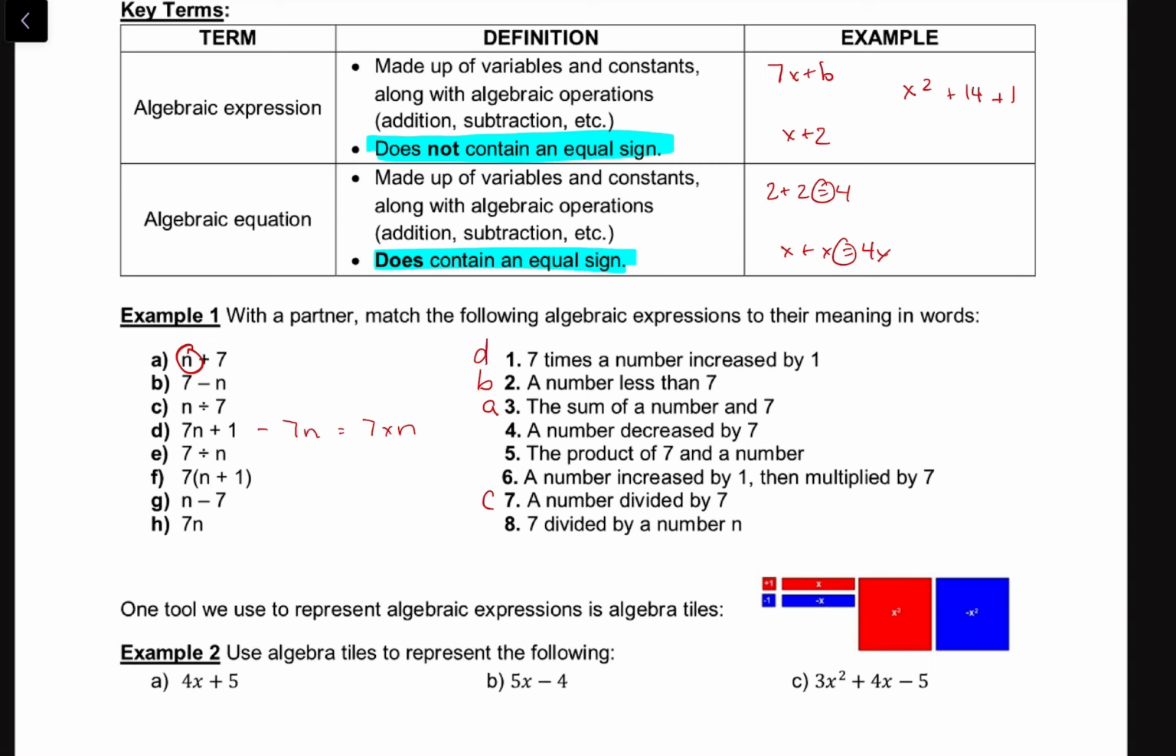E, 7 divided by n. If we look at all of them, we have number 8, so 7 divided by a number n. And then F, we have 7 and then in brackets n plus 1. So F would be matched up with number 6. The reason for that is we always do brackets first because we follow the BEDMAS rules. A number increased by 1, then multiplied by 7. Then we have G, n minus 7, so a number minus 7.